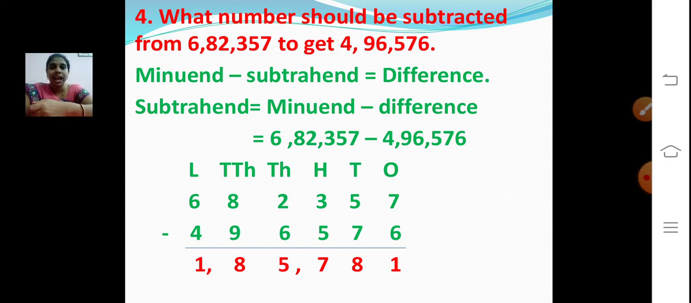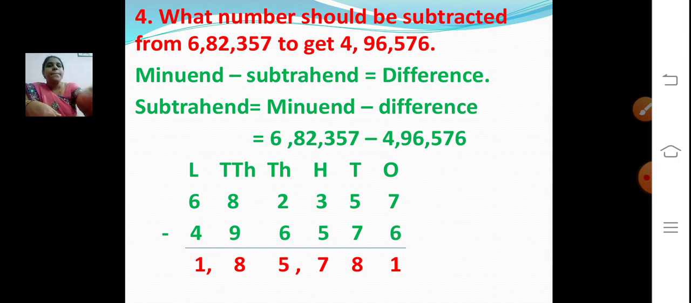6,82,357 is the minuend. To get 4,96,576. So to get, what is that meaning? Difference. So we know the difference and we know the minuend. We have to find out the subtrahend. How will you find out the subtrahend?